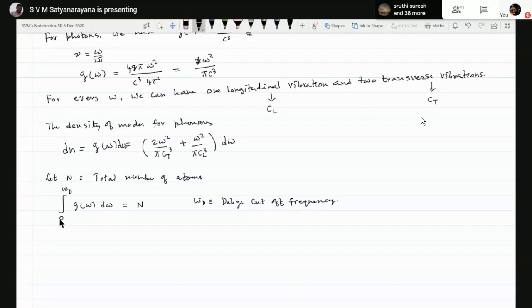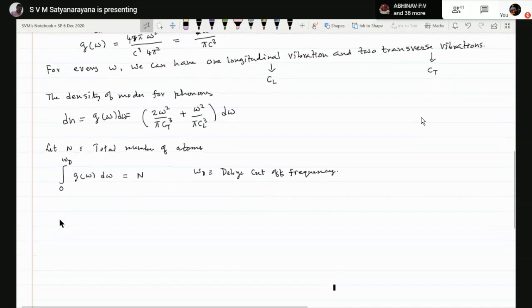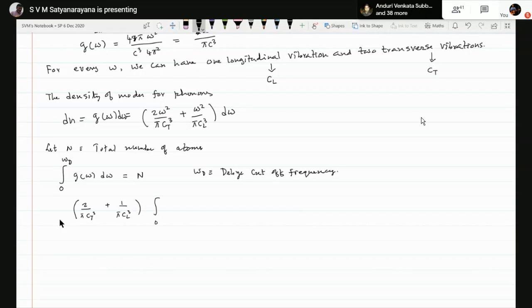So now you can see that this means, let us write down, (2/(π c_t³) + 1/(π c_l³)) times the integral from 0 to ω_D of ω² dω is equal to N. So this gives you ω_D³/3. So this particular factor into ω_D³/3 is equal to N.